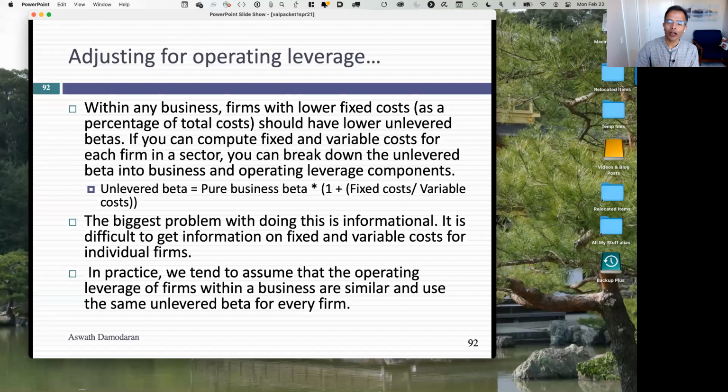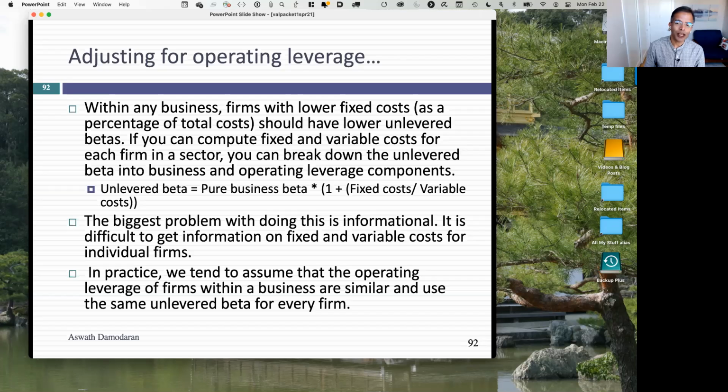So when people ask me, why don't you control for operating leverage? Why do you give every steel company the same unlevered beta, the beta for the steel? It's because I really don't know what your fixed and variable costs are, and controlling for differences becomes a lot more problematic. Because if I can break down fixed and variable costs, I can do an operating leverage adjustment that looks just like my financial leverage adjustment. Remember, financial leverage, I use the debt to equity ratio. With operating leverage, I use fixed costs to variable costs. I get exactly the same kind of equation.